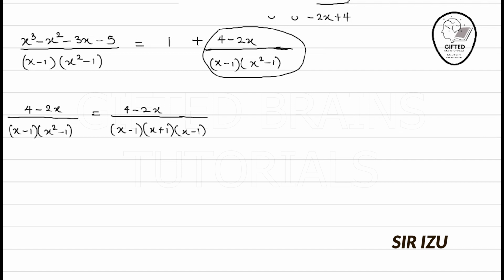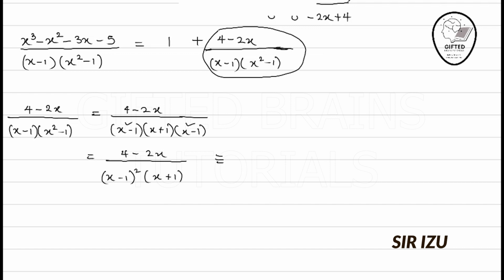Now, if we go ahead to say a over x minus 1 plus b over x plus 1 plus c over x minus 1, we will be wrong. Because we are supposed to have a repeated linear factor. You can see x minus 1 here. You can as well see x minus 1 here. So this will be written as 4 minus 2x all over x minus 1 all raised to power 2, because the x minus 1 is occurring twice, before having x plus 1. So this is what we will have.